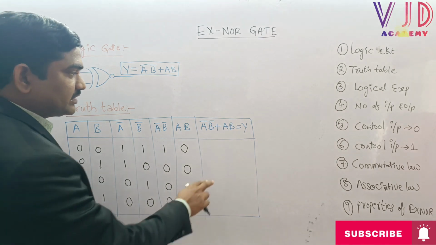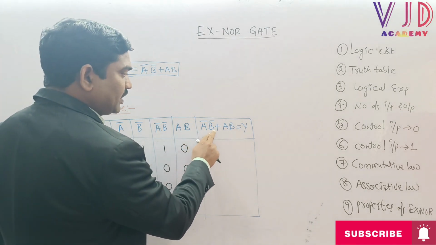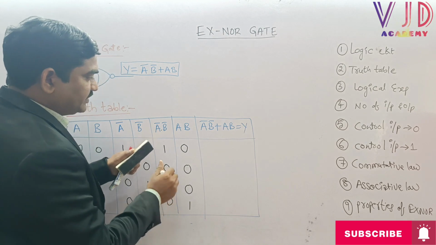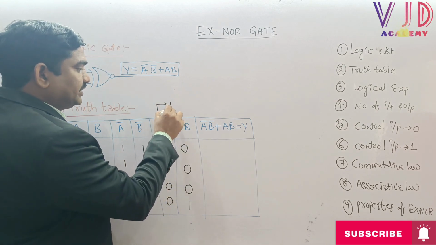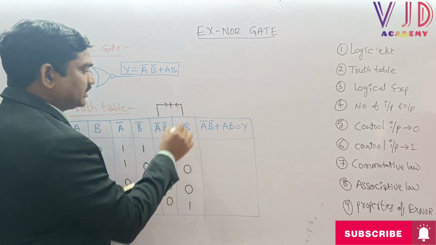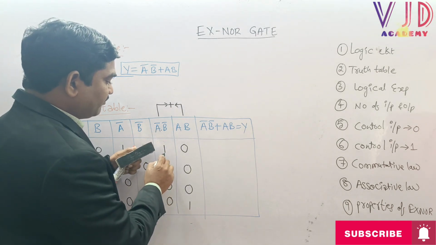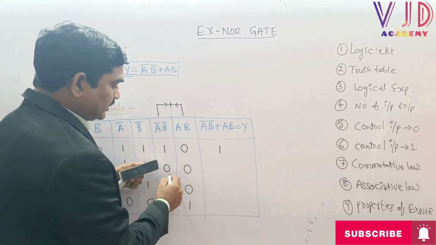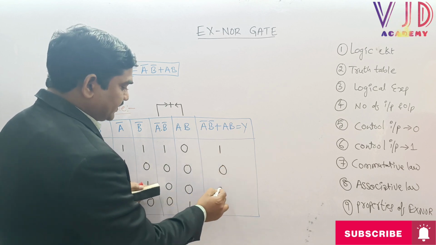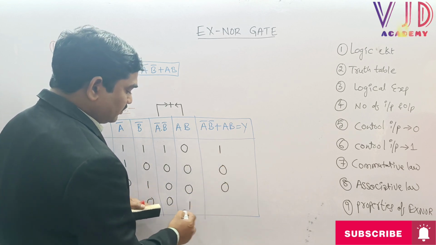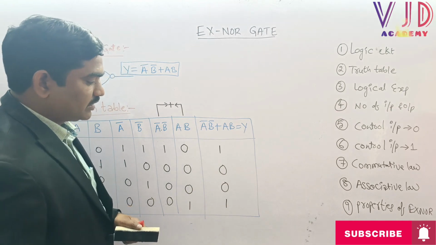Sir, the final step: y equal to A bar into B bar plus A into B, which means we just need to add these two conditions, A bar into B bar plus A into B. The moment we add 1 plus 0 is 1, 0 plus 0 is 0, 0 plus 0 is 0, and then 0 plus 1 is 1. So this is the truth table.